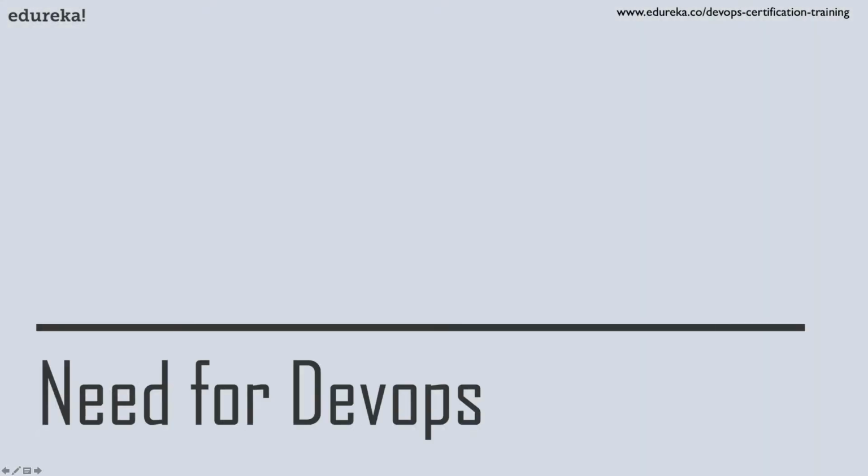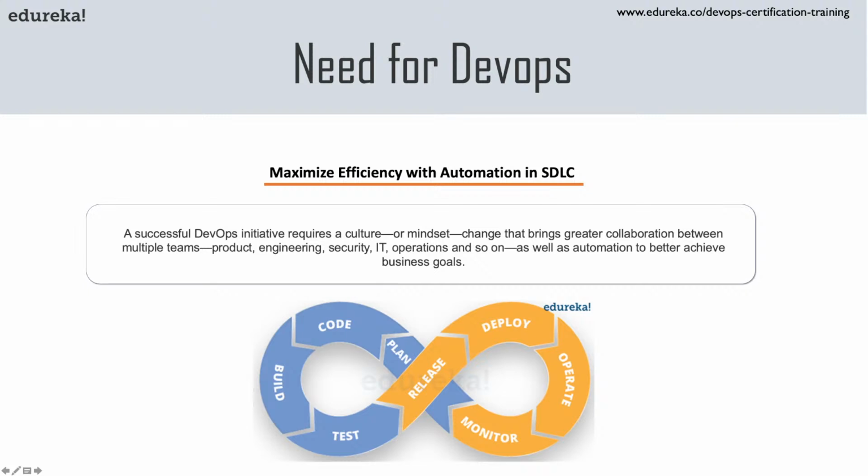So how did DevOps come into the picture? Why did we need DevOps? Let's go ahead and understand that. So guys, DevOps basically is all about efficiency, which has to be incorporated in the software development lifecycle, and this is done using automation, right? In the crux of what DevOps is, this is what it comes out to be.